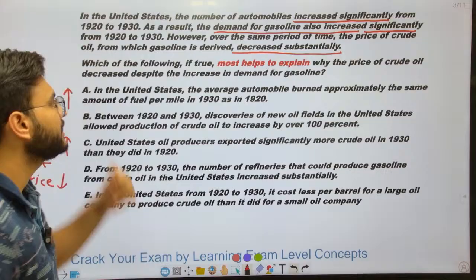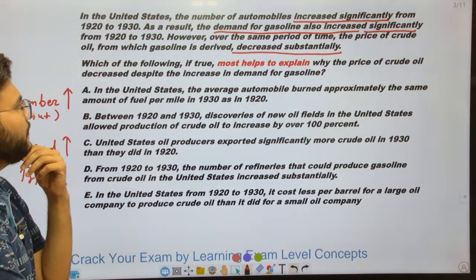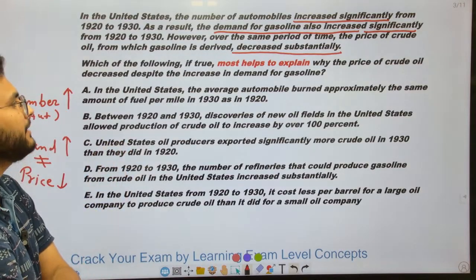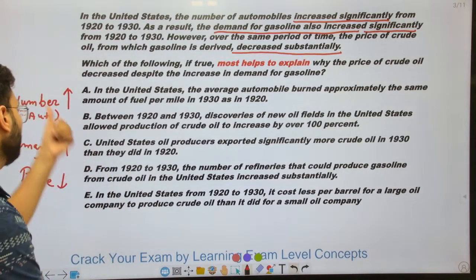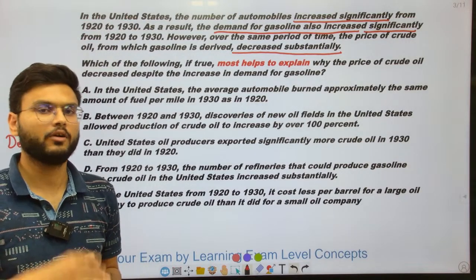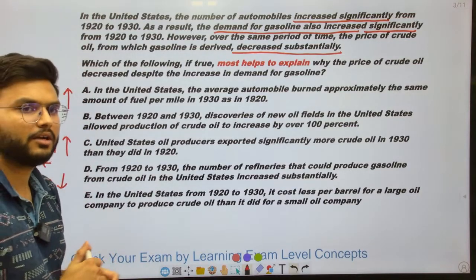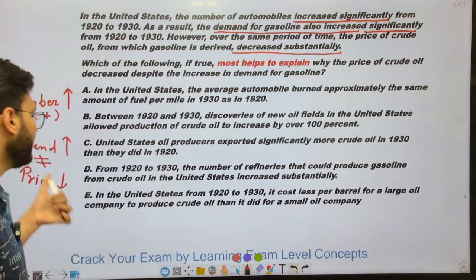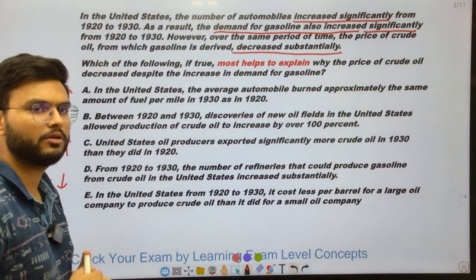So what the question is asking us is: which of the following, if true, most helps us to explain why the price of crude oil decreased? It means, what is the reason that we are not seeing the regular pattern which we see on a day-to-day basis? Demand increases, then price should also have increased. But what was the other variable which impacted price and made it depreciate? So we need to look at this.